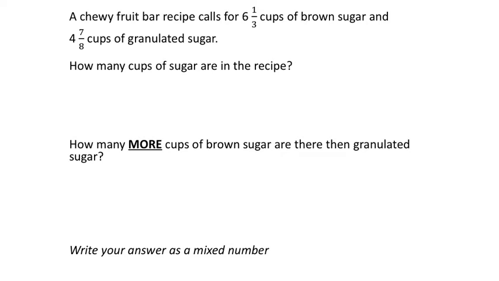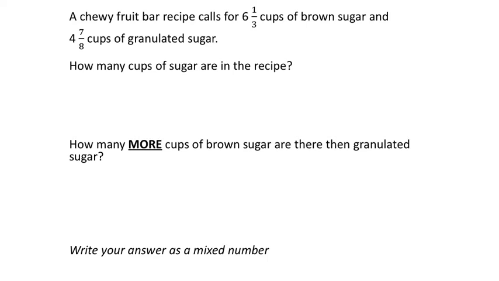A chewy fruit bar recipe calls for 6 1/3 cups of brown sugar and 4 7/8 cups of granulated sugar. How many cups of sugar are in the recipe? But you see there's a second part to this question. How many more cups of brown sugar are there than granulated sugar? And it looks like if we need to, we'll write our answers as mixed numbers. And I believe we do need to for both.